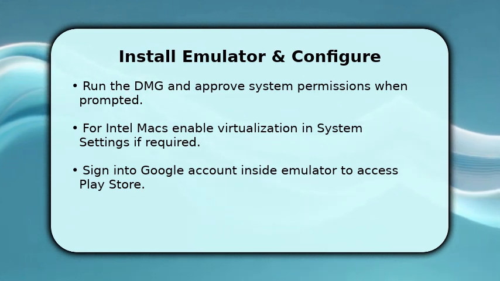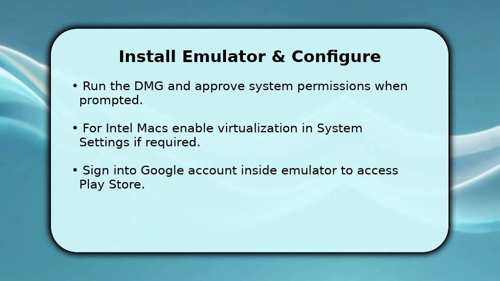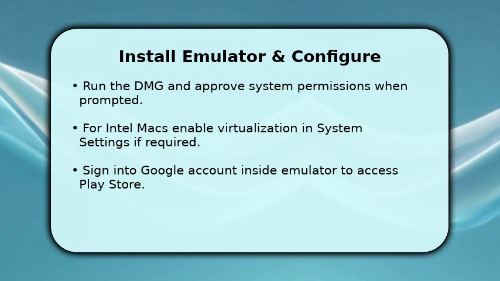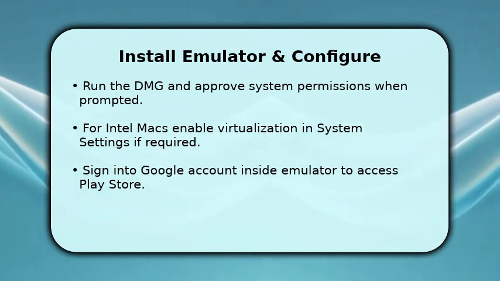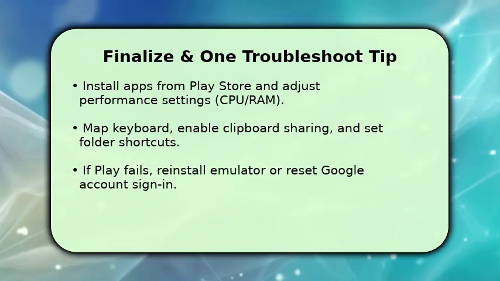Launch the emulator and follow the initial setup screens. Once running, open the built-in Google Play app and sign into your Google account. This authenticates Play Store access and syncs your apps and purchases so you can install apps as on Android. Finish by installing the apps you need from the Play Store and optimizing emulator settings.